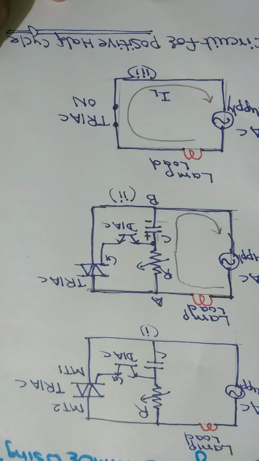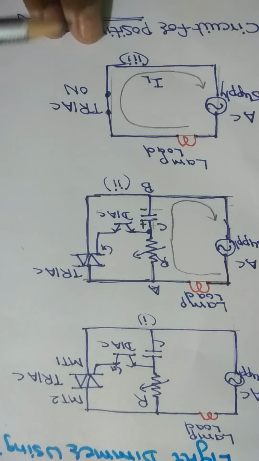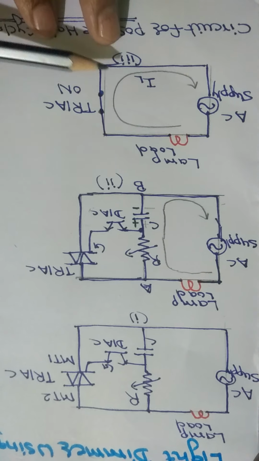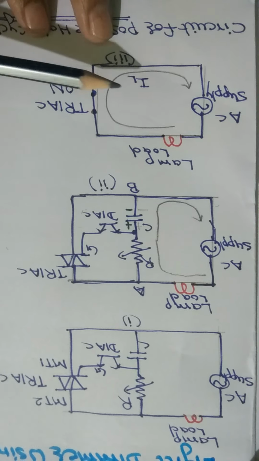The conducting triac is equivalent to a closed switch, so R, C and diac are short circuited, and the circuit is just like this. Current flows through the load in this direction. This is the circuit operation for the positive half cycle.